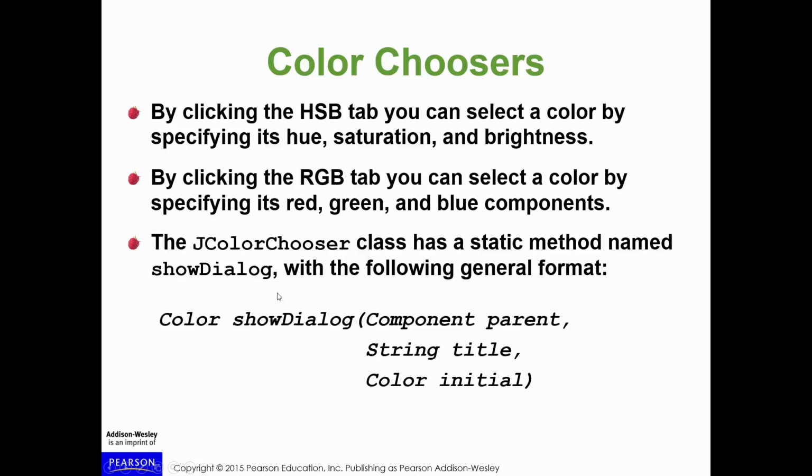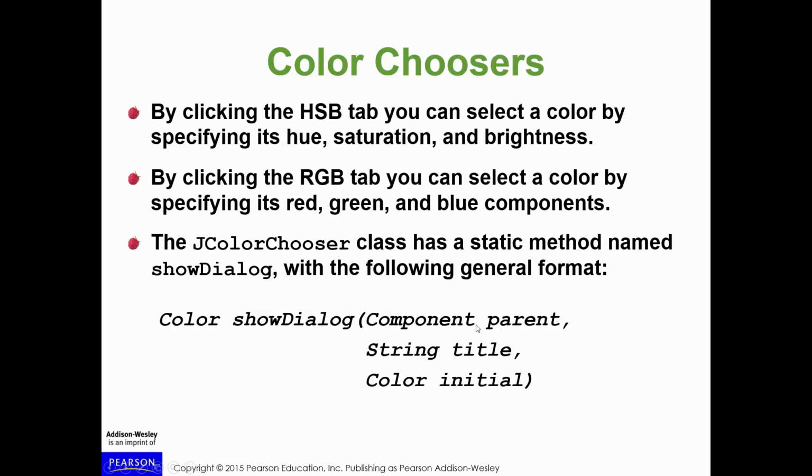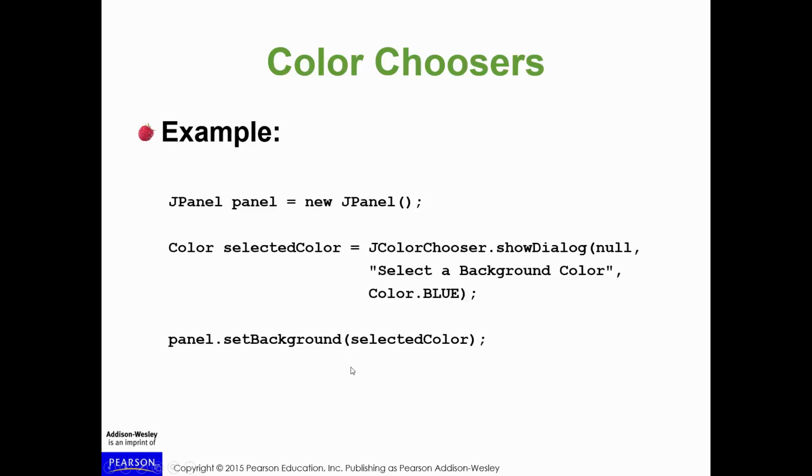The color chooser has a static method named showDialog, which is used to bring it up. Again, if the first thing in here, the parent, is null, it's automatically centered. If it's a reference to a component, the dialog box displays over that component. The next argument is the dialog title. The final argument indicates the color that initially appears in the dialog box. So if you were going to set up something where you wanted all of your fields to be red, maybe we're going to use that for some kind of an error condition. Here's an example where they use blue.